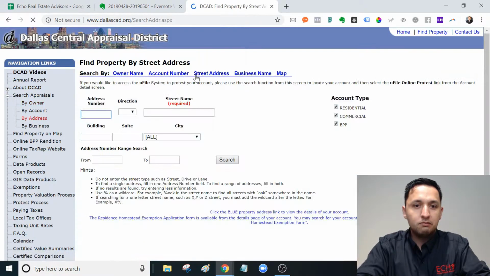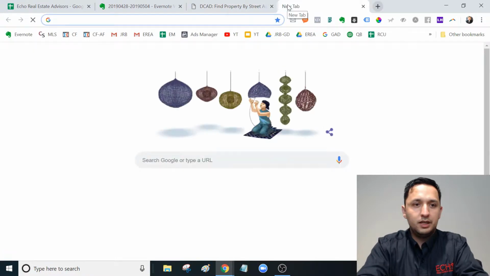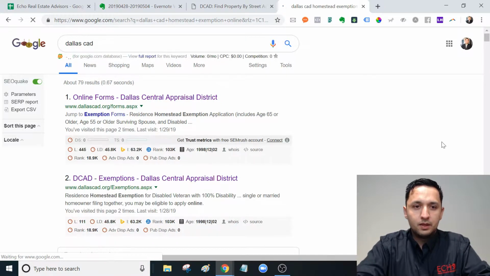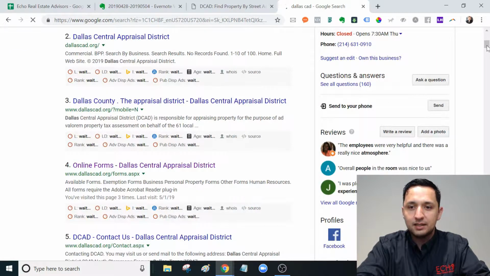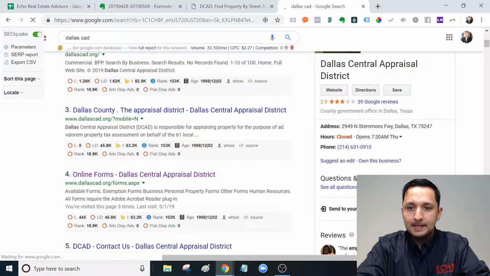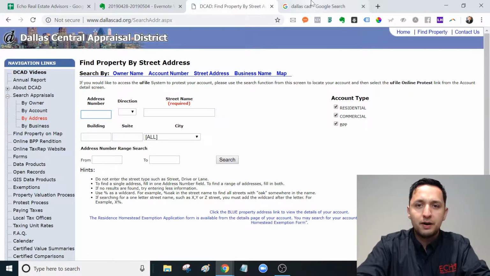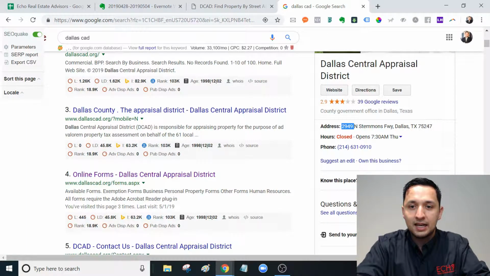All right, now what we're going to do is Dallas CAD. I'm going to use the actual address of the Central Appraisal District for Dallas. That way I'm not sharing anybody else's personal information. And this is publicly available information, as is the residential part, but out of respect to the owner, I'm just going to use the Dallas CAD. I'm sure they won't mind.